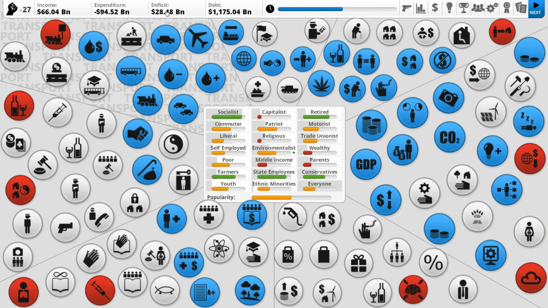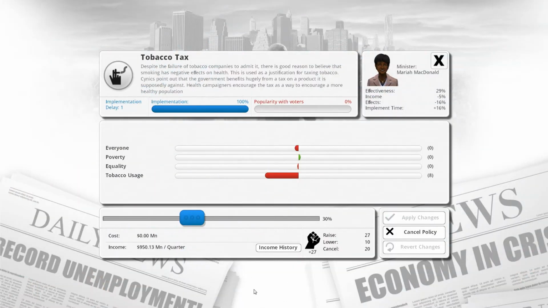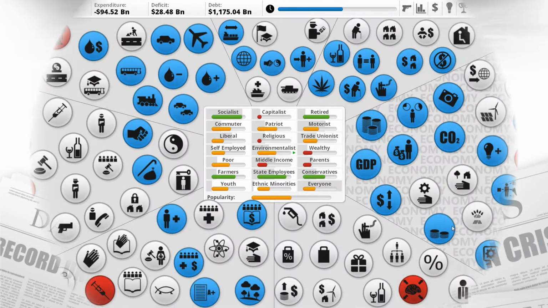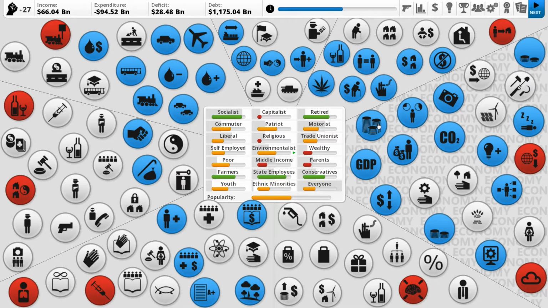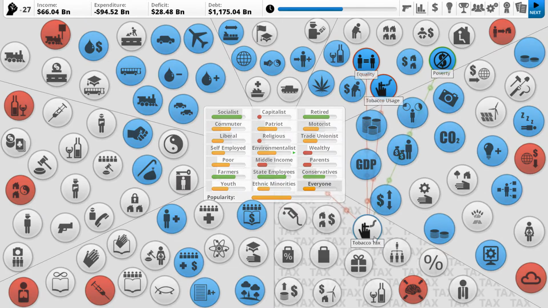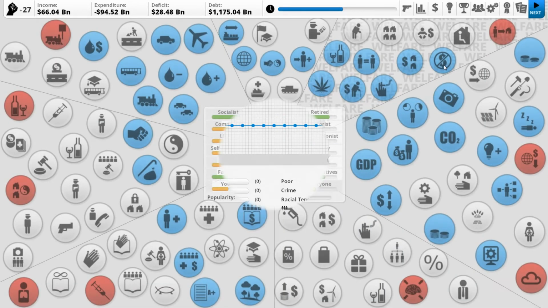Hey, our deficit went down somewhat. It's only 28 billion now. That's kind of ridiculous, but where's that cigarette tax that we were going to cancel? Yeah. That's only a minor effect on poverty, though. Let's take a second look at poverty. Damn it, why does it rearrange the bubbles? I figure there's probably a good reason for it. There it is.